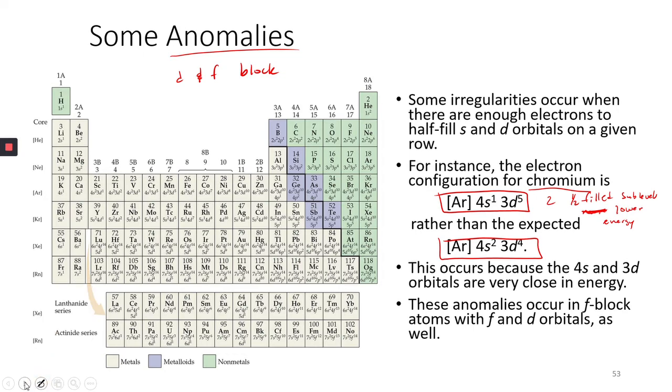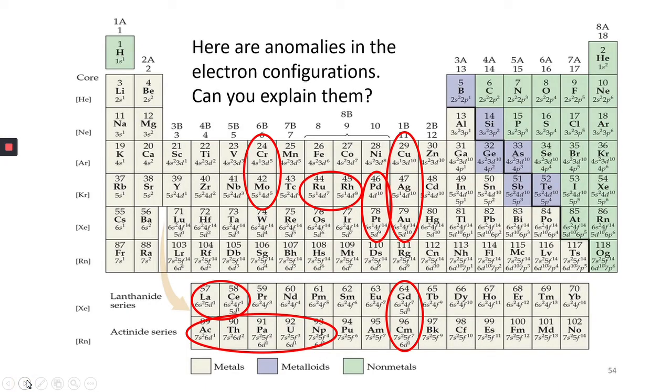So here, I circled the elements that do not follow the electron configuration. If you have time, go ahead and look at them and see how they differ from what they should be, and see if you can explain why this is occurring. And this is related to their charges, their oxidation numbers.